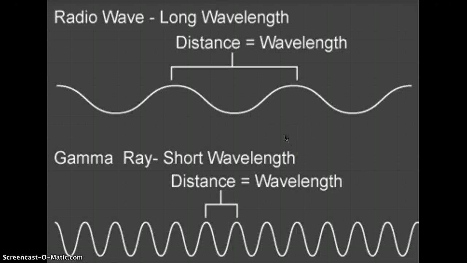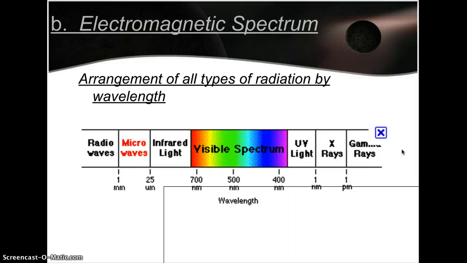So these are some examples here. For instance, a radio wave has a much longer wavelength than a gamma ray. Gamma ray is the shortest kind of wave. And so you can see that the distance between the peaks of the waves is distinctly different. And that wavelength, believe it or not, makes those rays, that type of radiation, very, very different from one another.